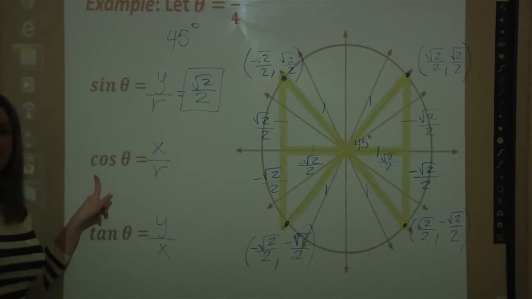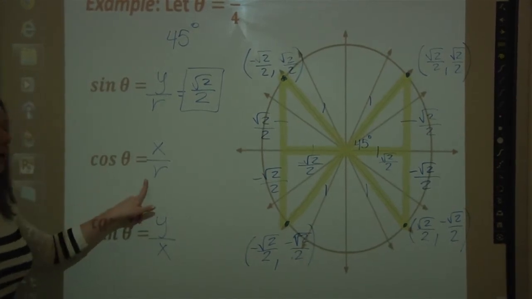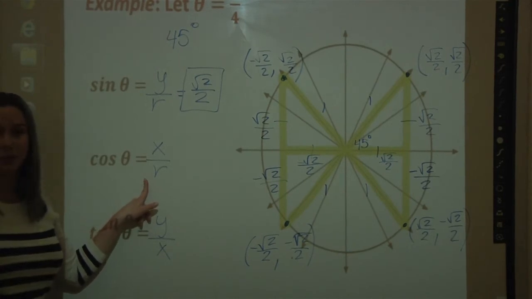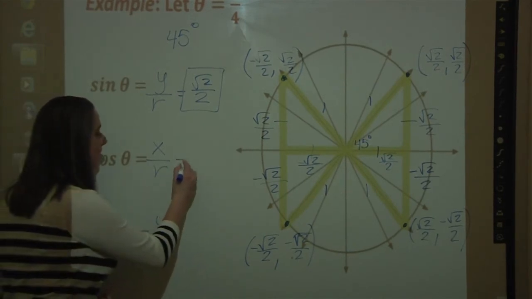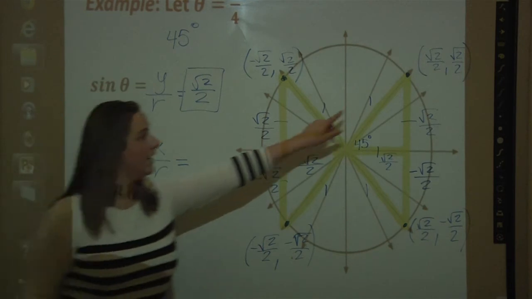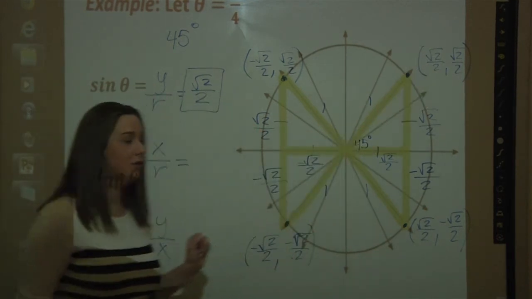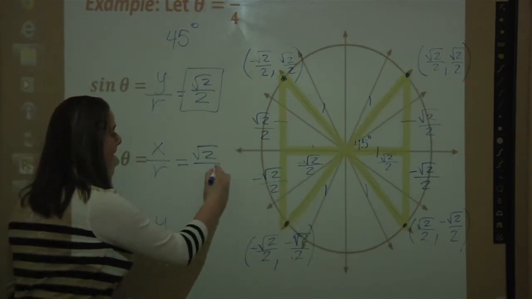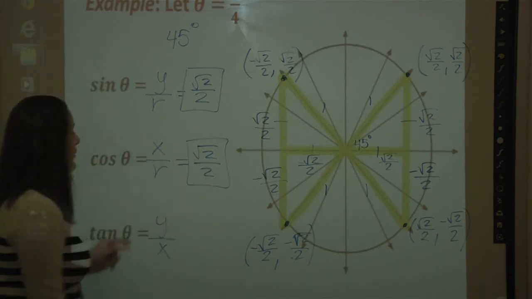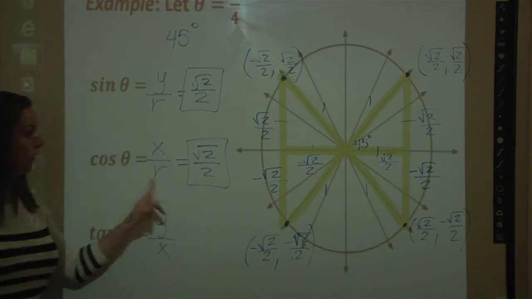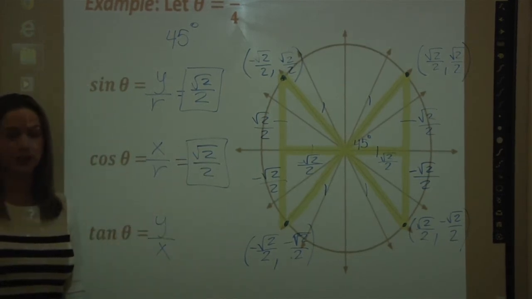Let's look at cosine of theta. X over r. Again, r is 1. So our x value, or coordinate, is going to be radical 2 over 2. So cosine of pi over 4 is radical 2 over 2.